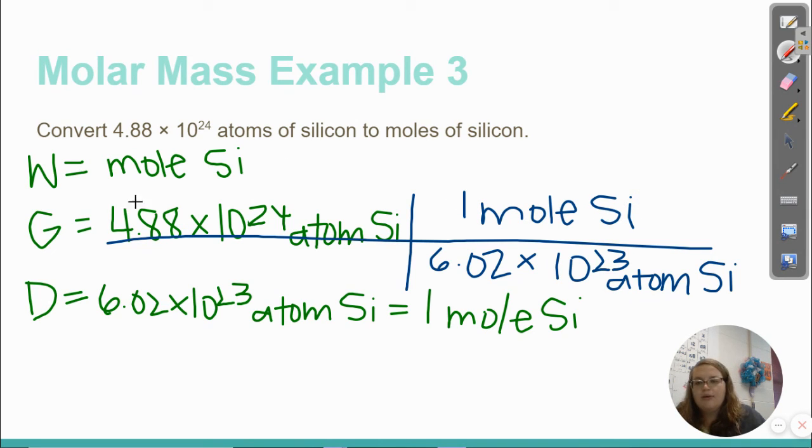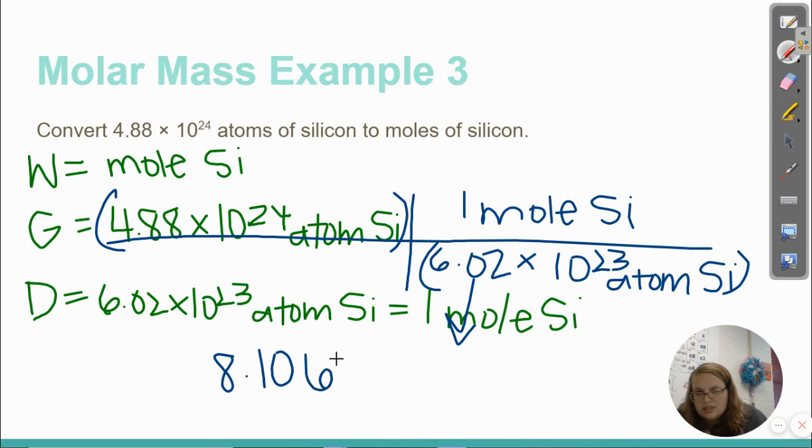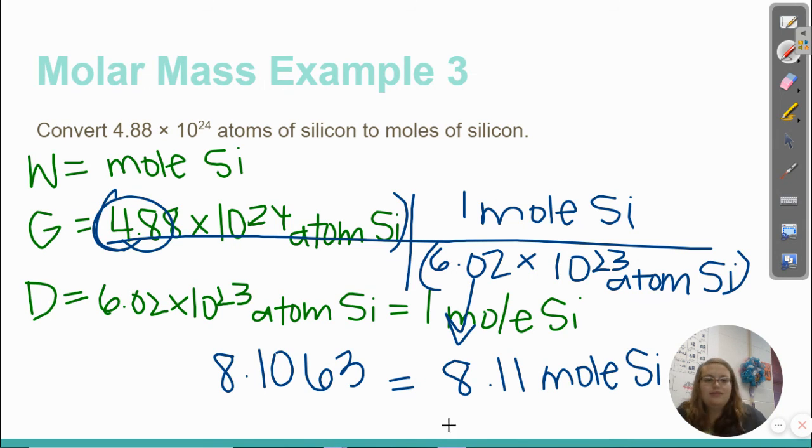And when you put this in the calculator, I recommend you do this part in parentheses divided by this part in parentheses. So that's exactly what I'm going to do. 4.88 times 10 to the 24 divided by 6.02 times 10 to the 23rd. All right, and then my answer, which I'm going to write down here, I get 8.1063. This is 3 significant figures here, so I'm going to round to 3 significant figures, so 8.11 moles of Si.